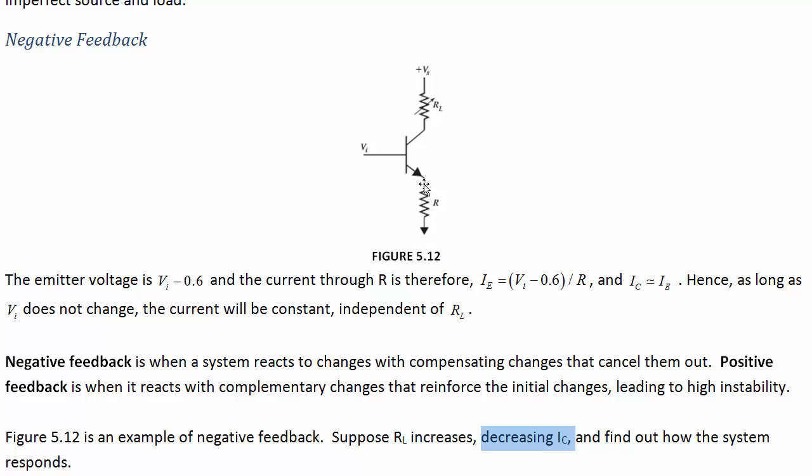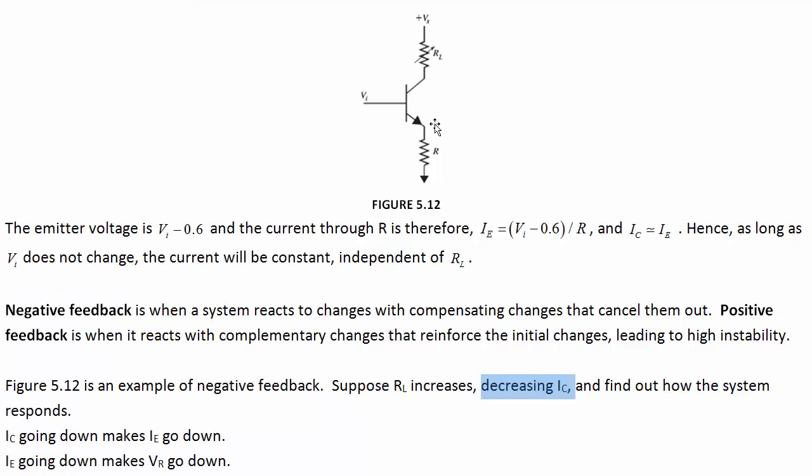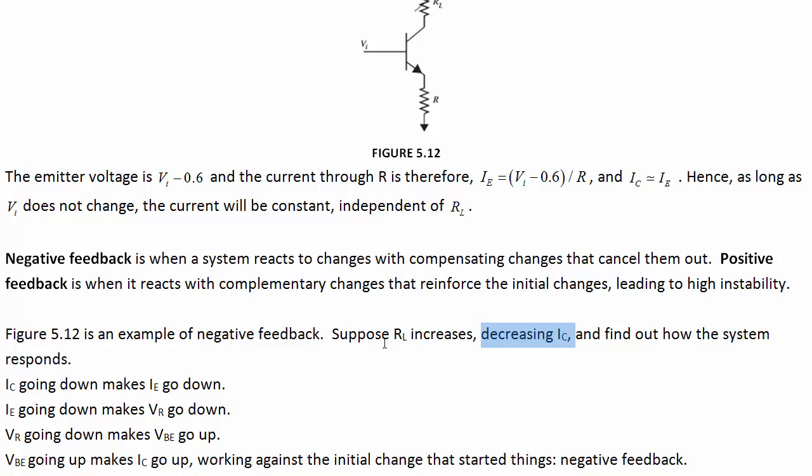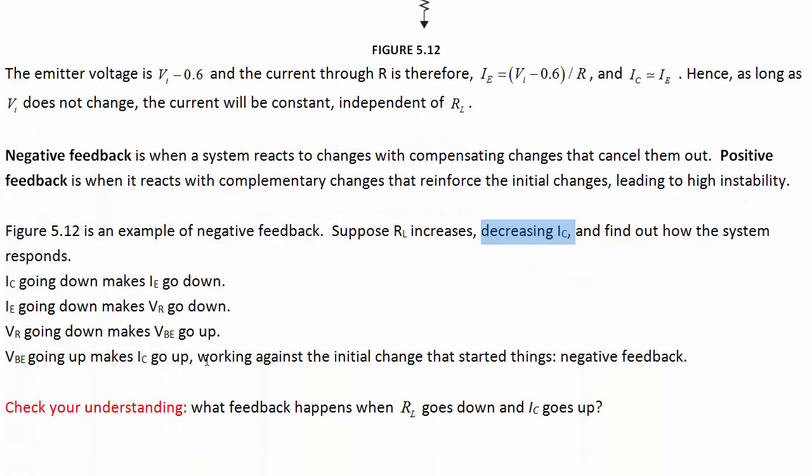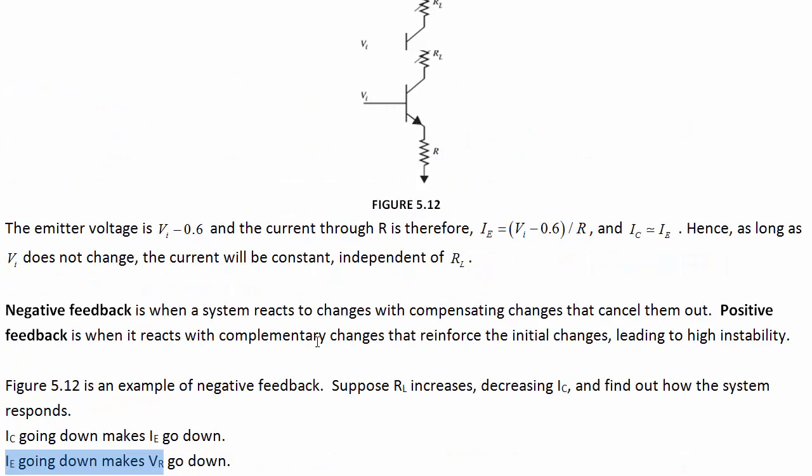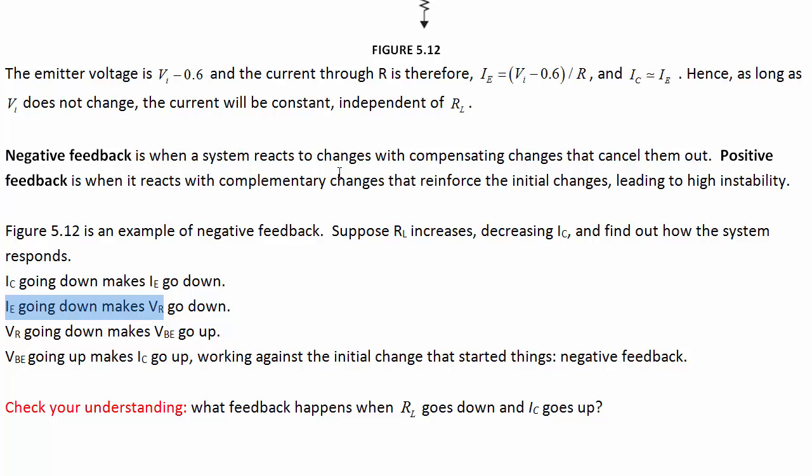But then the base emitter voltage goes up, and that increases the collector current back up again. So it counteracts the change that caused it in the first place. I_C goes down, makes I_E go down. I_E going down makes V_R go down, the output across there, so V_E you could also call that. Then that going down makes V_BE go up, and V_BE going up makes I_C go back up again, which counteracts the change that started things. This is negative feedback.